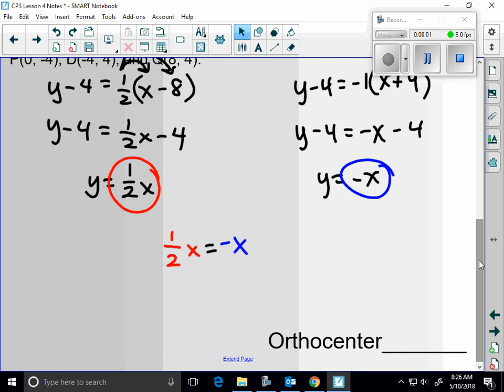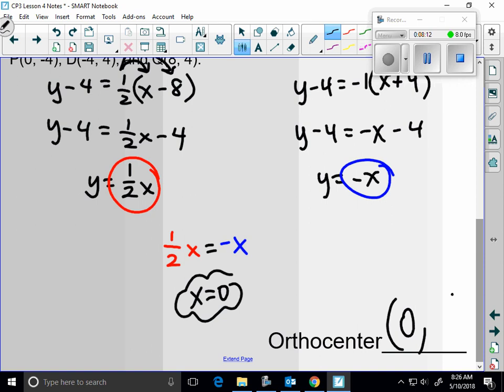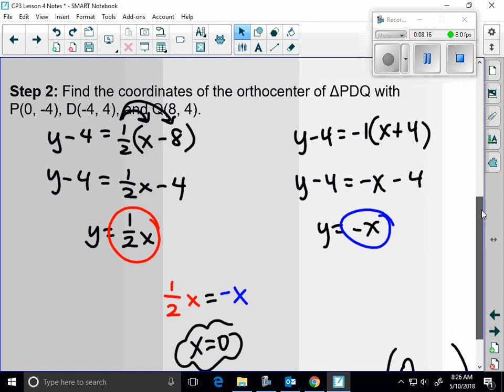What's the only way those could be equal? If x equaled what? Yeah, x has got to equal 0. x has to equal 0. Right, so I've got half of my orthocenter. I'm going to try to find the y value. Where should I plug in 0?